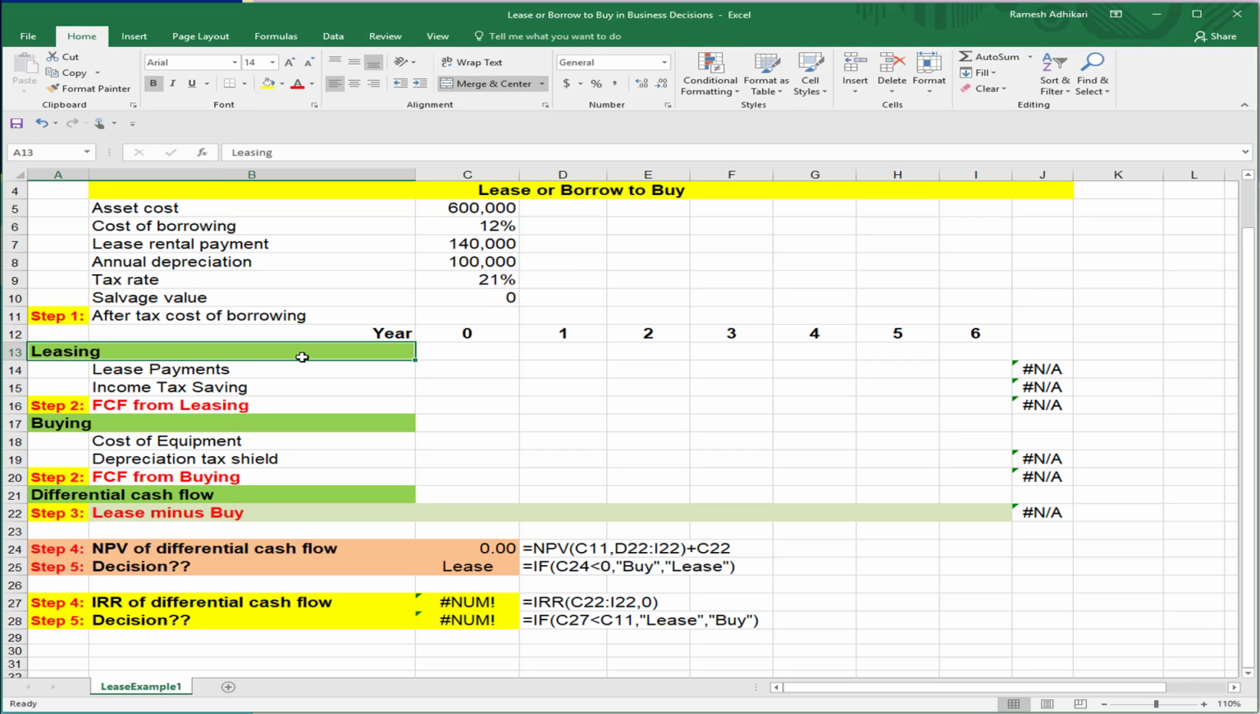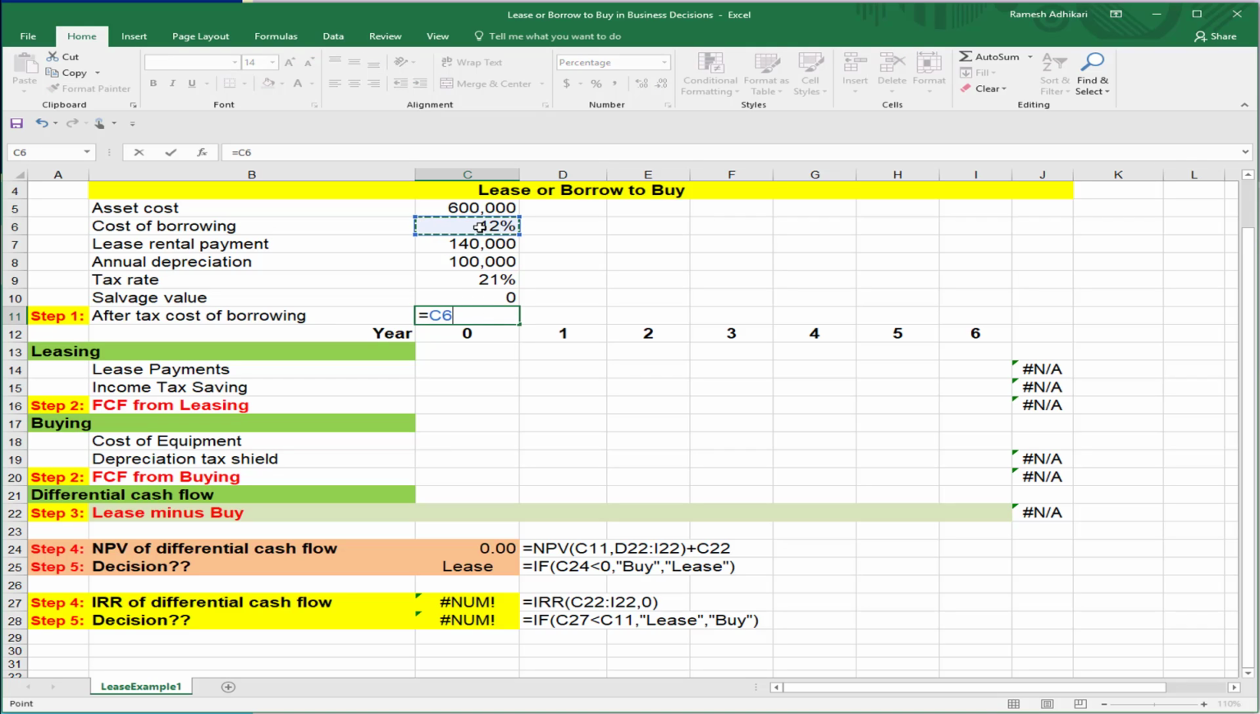Remember our 5 steps. Step 1 is to compute after-tax cost of borrowing, right? And how do you compute after-tax cost of borrowing? Then you would simply do your cost of borrowing, right, times 1 minus your tax rate. So that gives you the after-tax cost of borrowing, which is 9.48%. That's our step number 1.